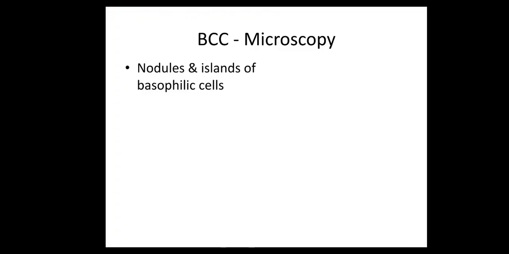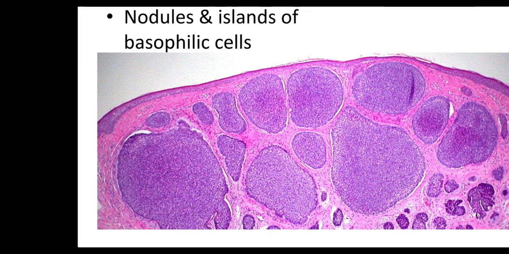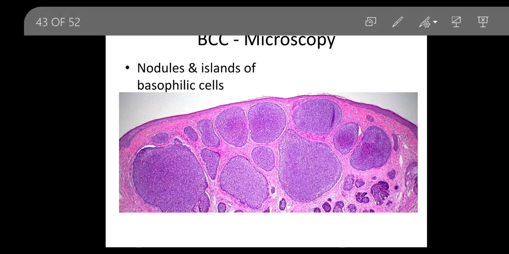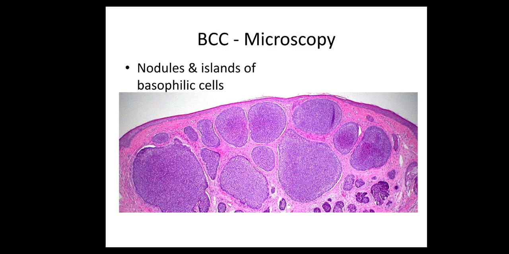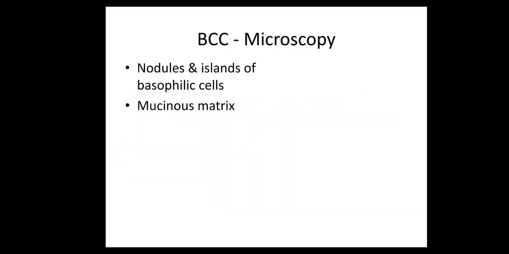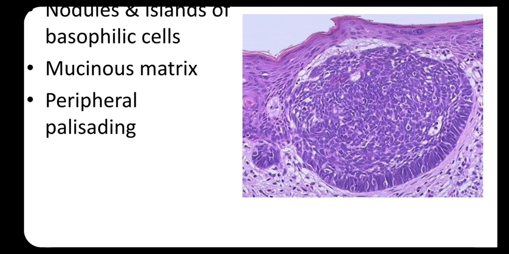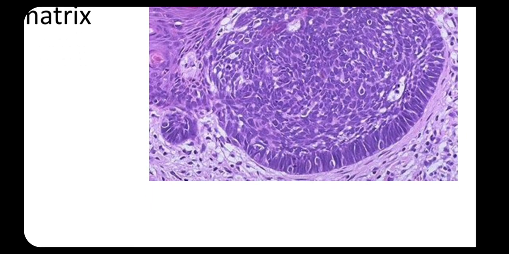Now what is the microscopy? They are usually seen as nodules and islands of basophilic cells. These blue cells are basaloid cells, and they are in the form of nodules or islands. They have a mucinous matrix. If you can appreciate, this blue thing is their mucin matrix. And peripheral palisading, this is something called peripheral palisading.